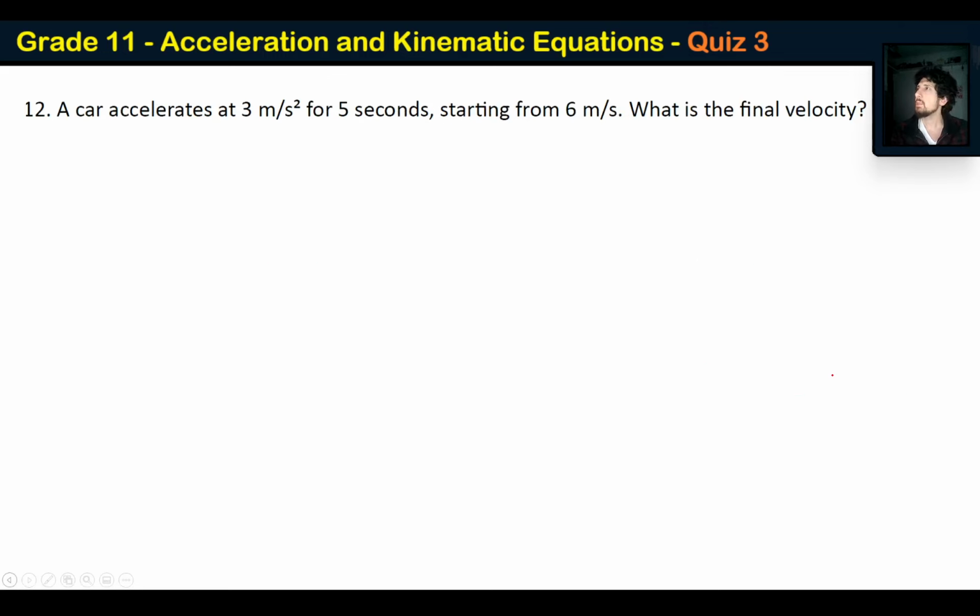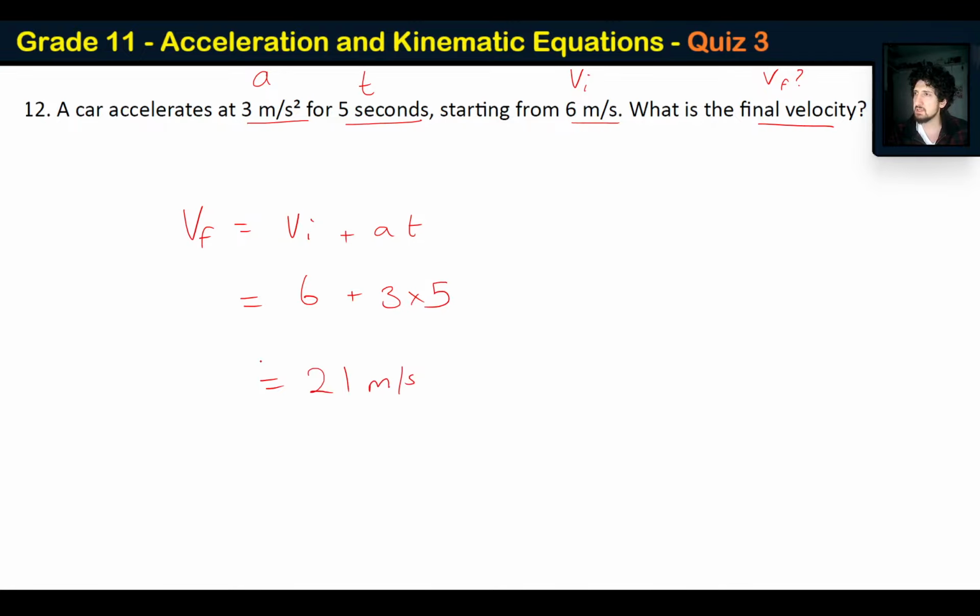Okay. A car accelerates at 3 meters per second squared, so that's the acceleration, for 5 seconds, which is the time, starting from 6 meters per second, so that's Vi. What is the final velocity? We are looking for Vf. So Vf is equivalent to Vi plus a t. We've got Vi, which is 6. We've got a, which is 3. And we've got t, which is 5. So that's going to be 21 meters per second.